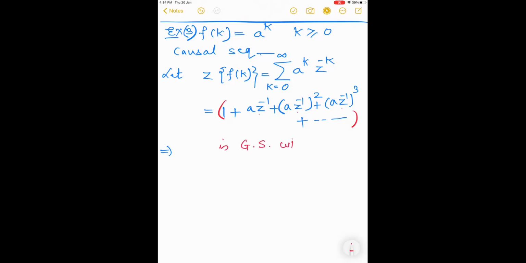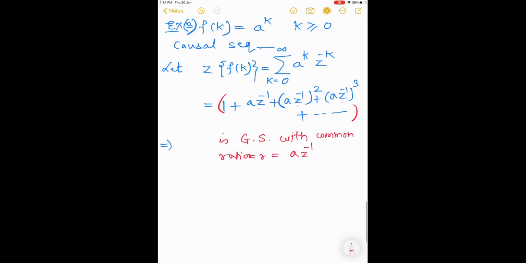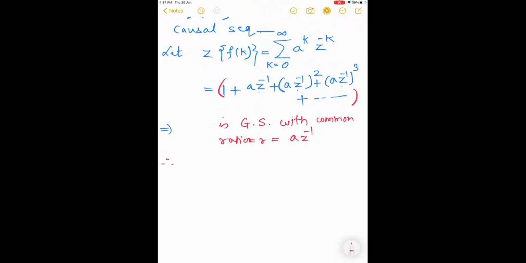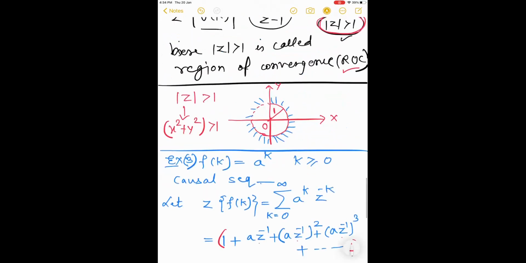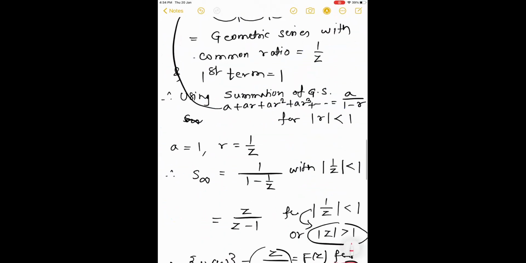with common ratio r. The common ratio r is equal to a z raised to minus 1. That's the common ratio. Then the terms are in square, then cube, and so on. And therefore, the summation for the geometric series is the same answer, a upon 1 minus r.